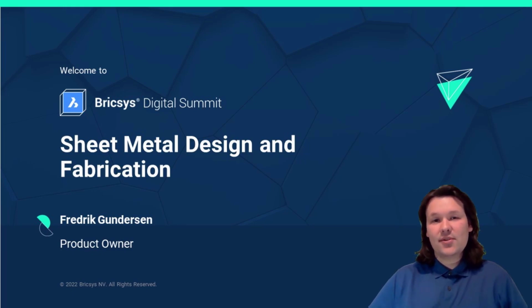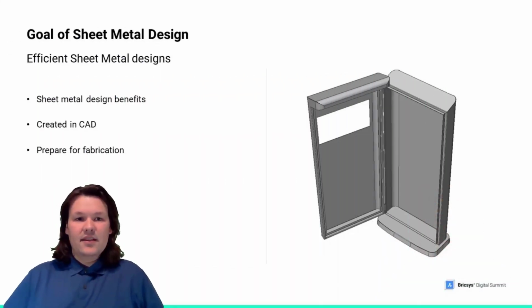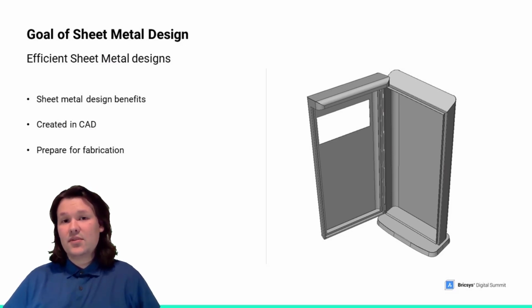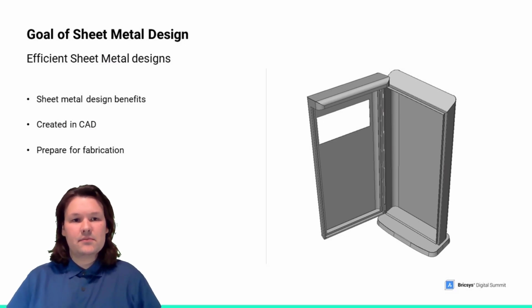I act as a product owner within BricsCAD, and today I will be taking you through this session about sheet metal designs and preparing designs for manufacturing. So let's get right into it. The goal of sheet metal designs is to create them efficiently, meaning that the design process itself is efficient, that the design is easily translating its intent, and as a result also efficiently translates the manufacturing information to be able to manufacture the parts.